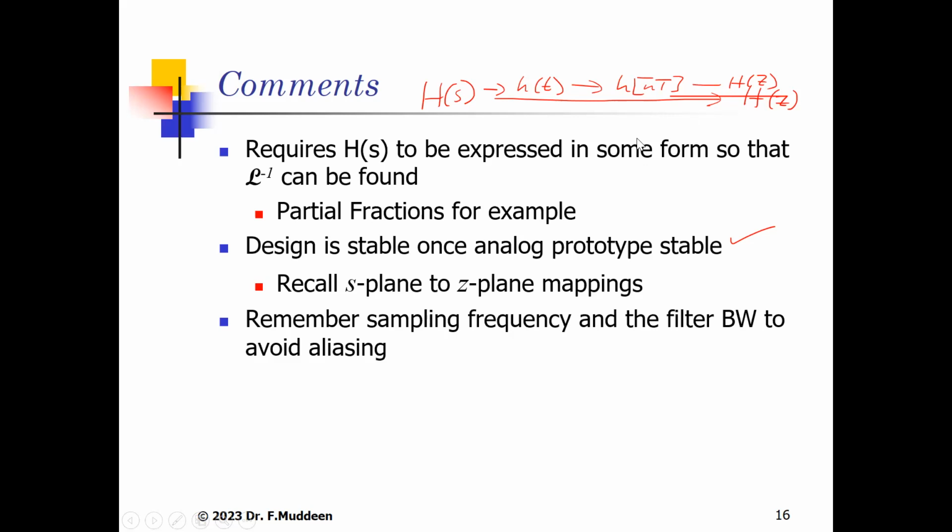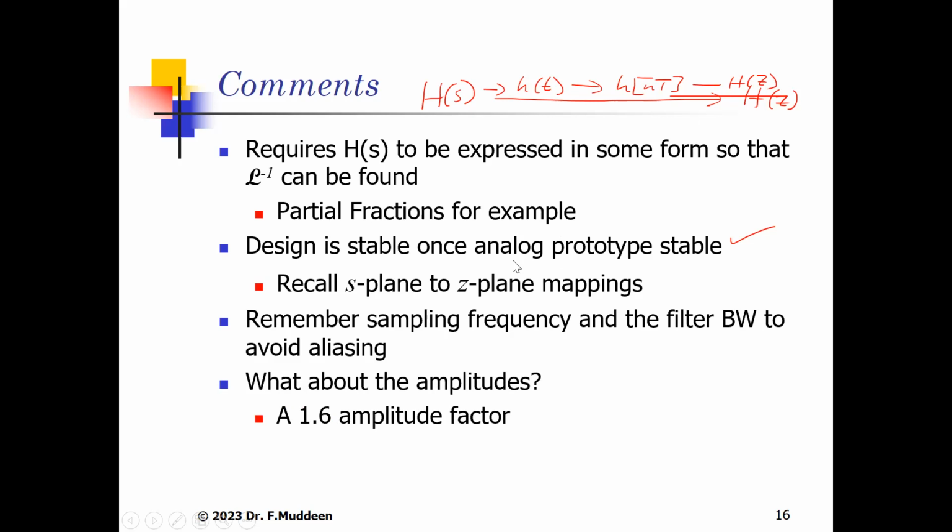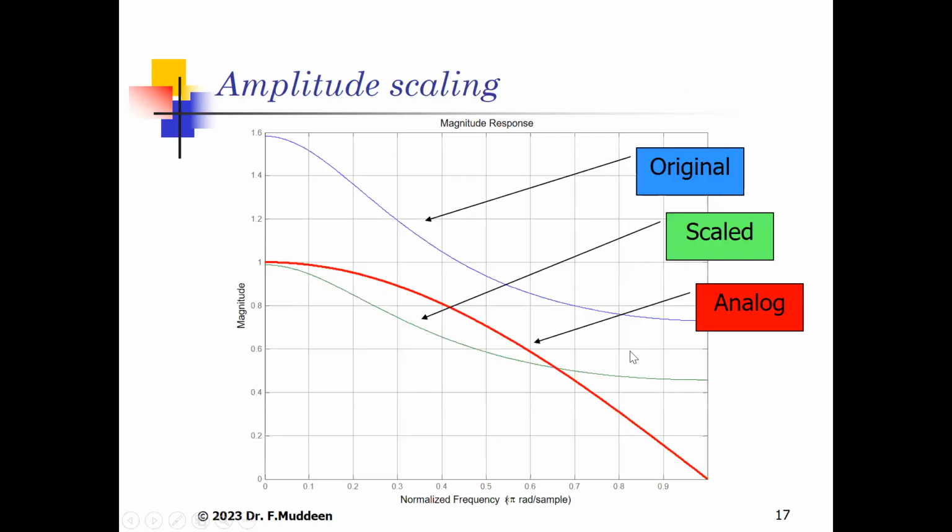Remember this, right? You must always sample at least twice the bandwidth of the filter to avoid aliasing. And we saw this. What about the amplitudes? Well, we have to scale. The amplitude of the digital filter is 1.6 times the amplitude of the analog filter at DC. So we have to take the discrete time H(z) and multiply by 1 over 1.6 to get the amplitude back to 1 at DC.